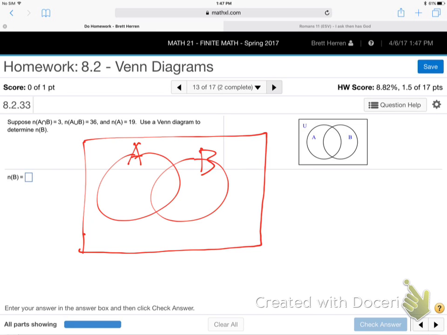All right, so the number in the intersection is 3. That goes in the overlap. We can't do this yet. Let's go on to the number in A. The number in A is 19. So this must be 16 to make 19 total in circle A. Good so far? Now, they're telling me the number in the union is 36.